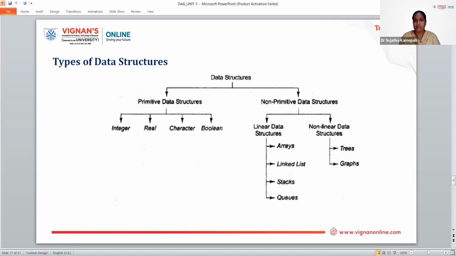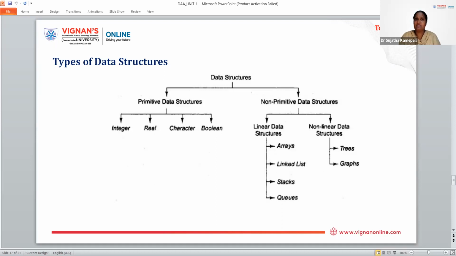Linear data structures are of four categories: arrays, linked lists, stacks, and queues. And non-linear data structures are of two categories: trees and graphs. Now we will see the details of each and every type of these data structures.